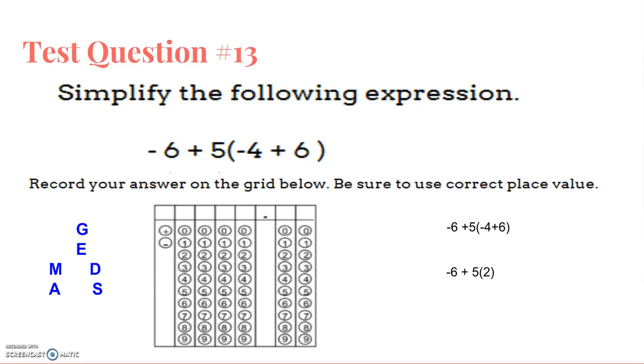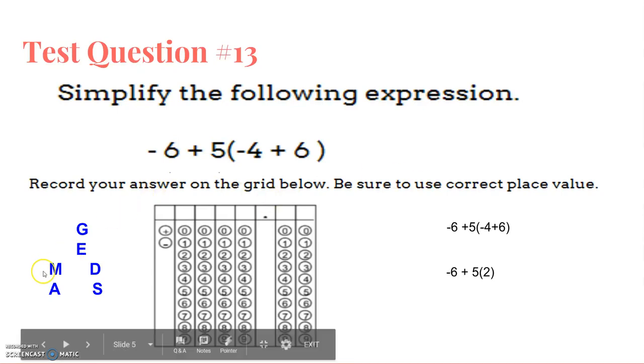With that being said, we're going to multiply 5 times 2 next. According to GEMDAS, we need to multiply before we add. So we're going to multiply 5 times 2. 5 times 2 gives us a +10. And then we're going to add -6 plus a +10, which would give us a +4.